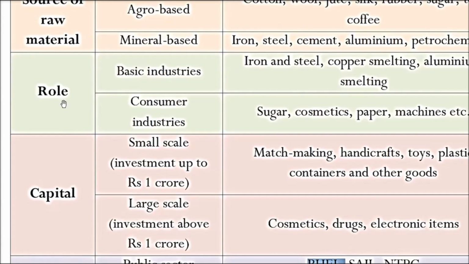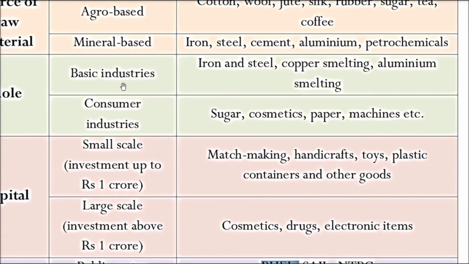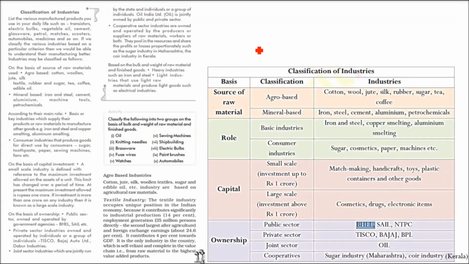And when we say role, that is, what kind of industry it is. Is it a basic industry, or is it a consumer industry? Basic industry means this industry is feeding other industries. Let me tell you again that we have an industry here, and we have an industry here. Now this industry is producing and giving the product to the other industry. So we call this a basic industry. And this second industry is producing for us, for the consumer. So this will be a consumer industry.